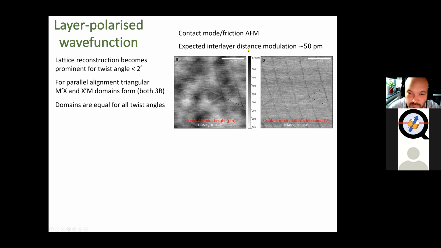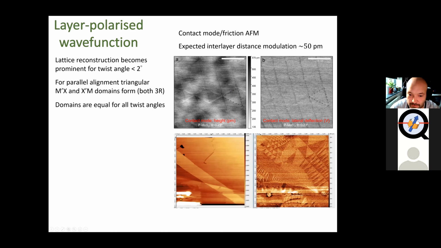This is a topography map in AFM, in contact mode. You can barely see the boundaries between these domains, and that corresponds to the slight 50 picometer variation of the interlayer distance between the layers. It's much easier to see this in friction, though the contrast is quite low. Now, if we take a conductive tip, you can immediately see there is a contrast popping up.